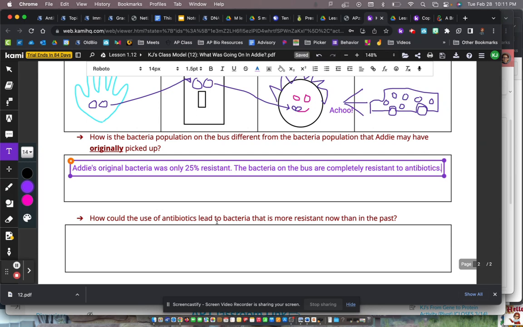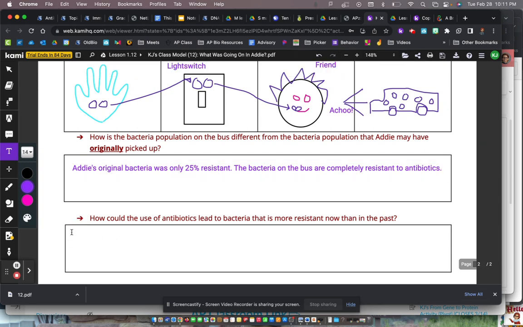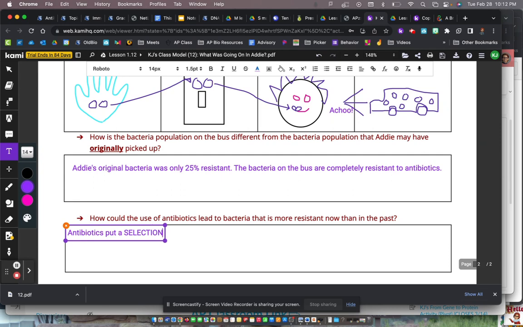So then it says, how could the use of antibiotics lead to bacteria that is more resistant now than in the past? So we're gonna say some fancy stuff here. This is the longest thing you have to write, and then we're all done. So antibiotics put, this is fancy, selection pressure on the bacteria. You're like, what's selection pressure? We're going to start talking about evolution, and that's what a selection pressure is. Something that the environment does to a population that forces them to either change or go extinct. So antibiotics, they either have to shift or they're going to all be killed by the antibiotics.